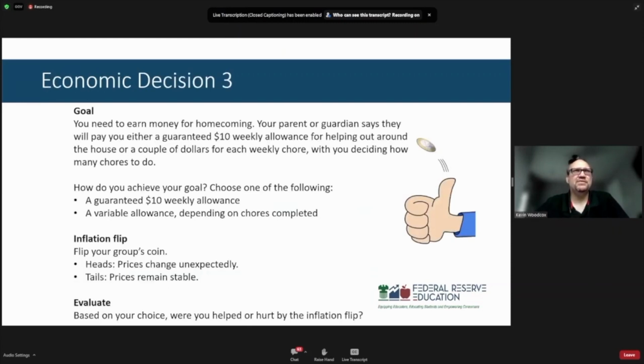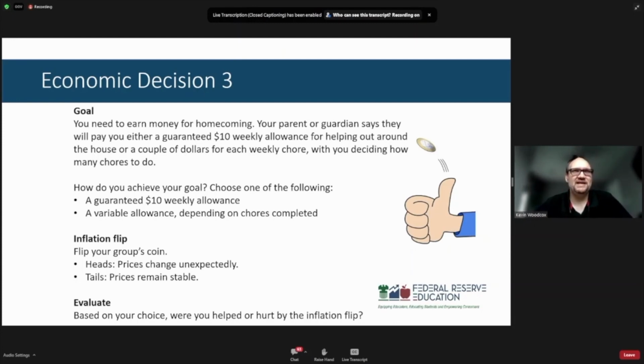All right, we're going to do a third decision here. So you need money for your homecoming. Your parents or guardians say they will pay you either a guaranteed $10 weekly allowance for helping around the house, or a couple of dollars each week for each chore that you do. So you get to do as many chores as you want, and you'll get a couple of dollars for each chore. So that variable allowance, depending on how much you complete, or that guaranteed $10 a week allowance.